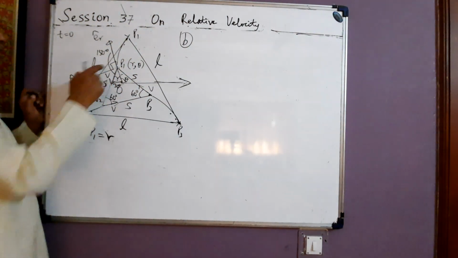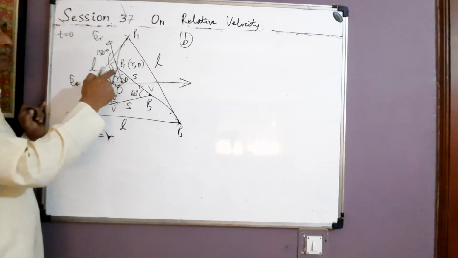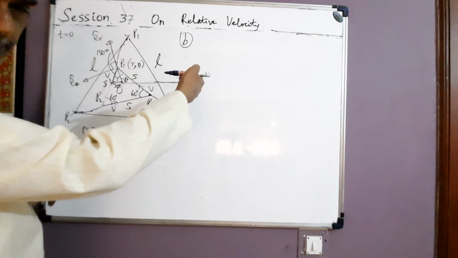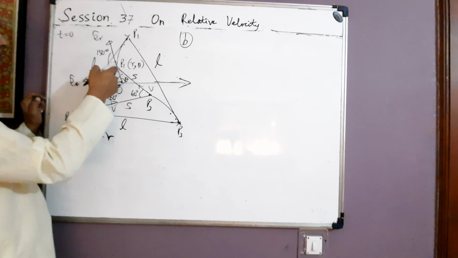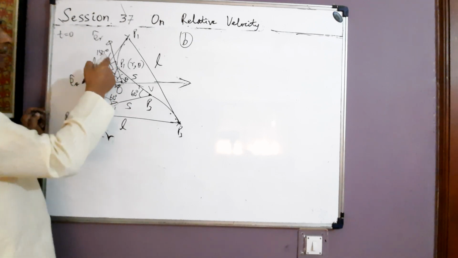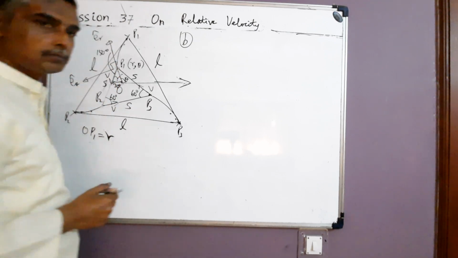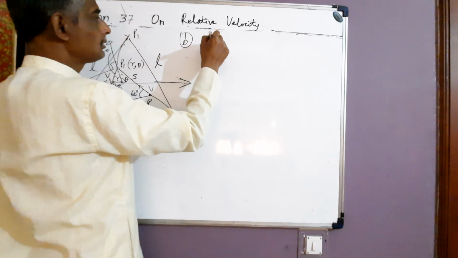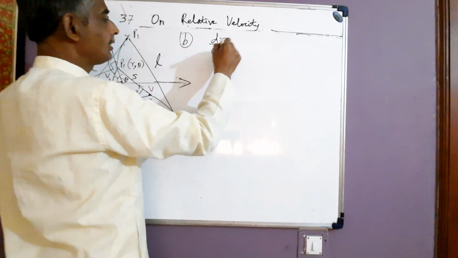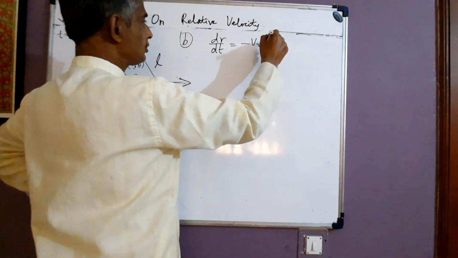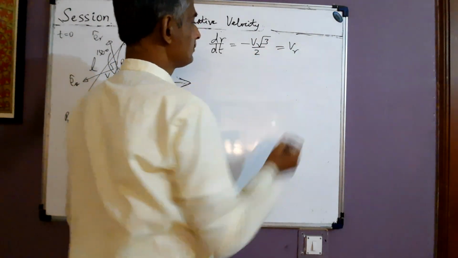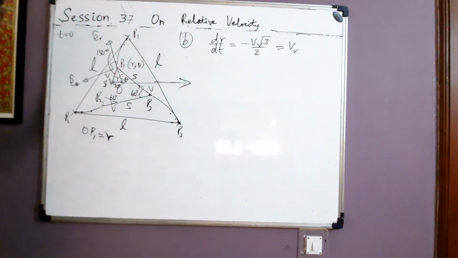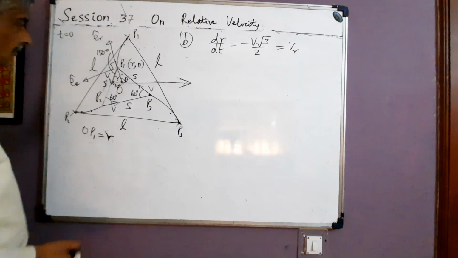So consider point P1. As I stated just now in method 3 of the first part of the question, the velocity of P1 with respect to ground is this V. That has a component along ER and a component along E theta. As I found just now, dr by dt is just minus V root 3 by 2. This is just the radial speed VR of point P1 at time t.